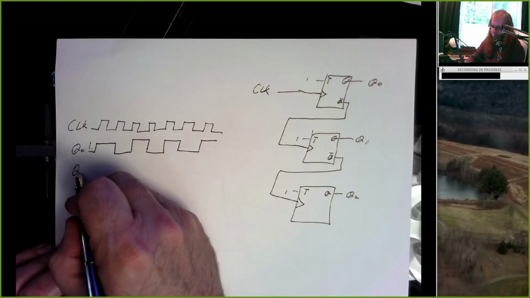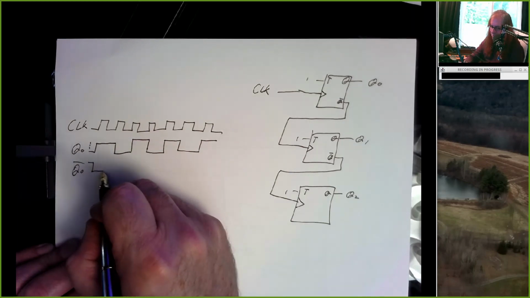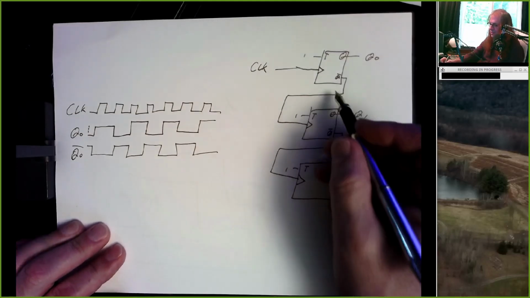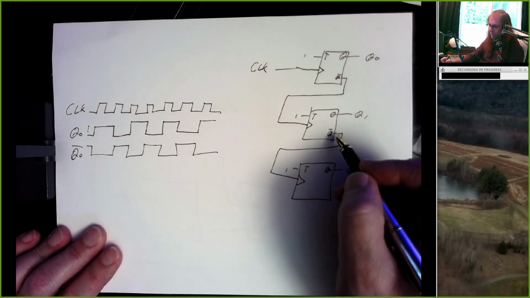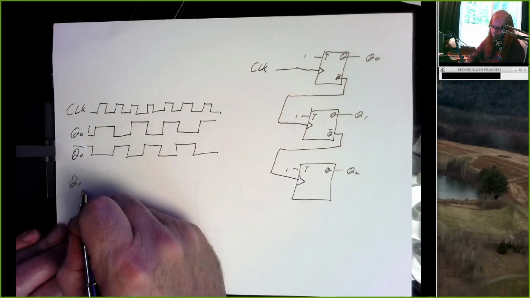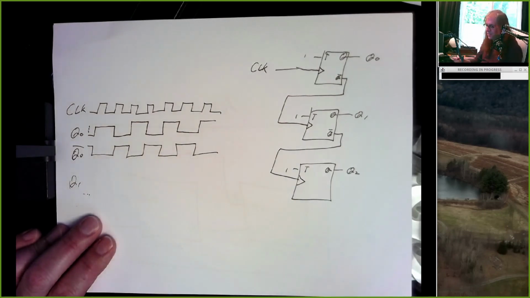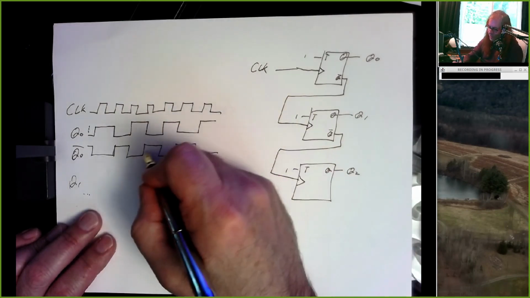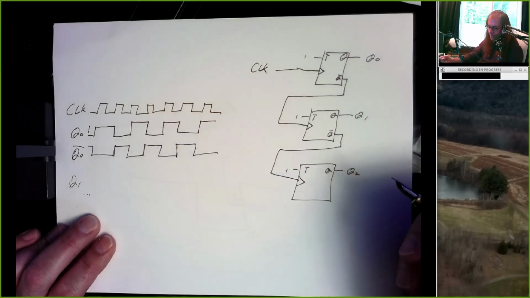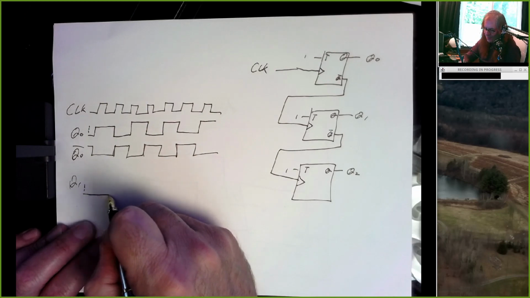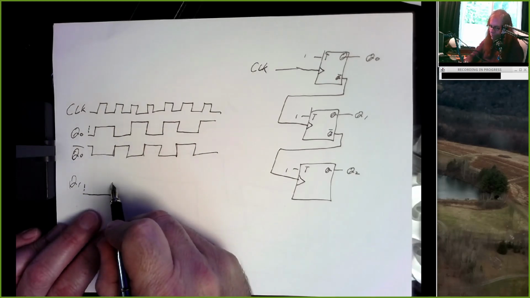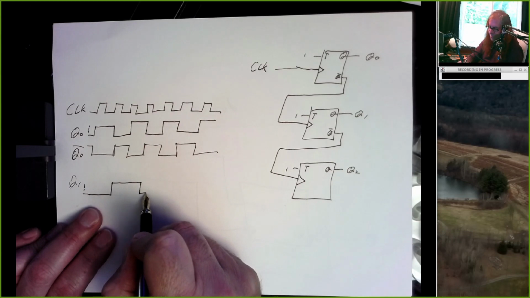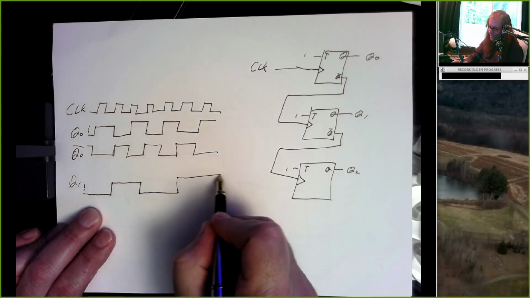Well, Q0 bar, and I'm ignoring propagation delays in these diagrams, by the way, Q0 bar is just going to be the opposite. And that's our input to this second flip-flop's clock. So if we look at Q1, and let's suppose it started off low, Q1 is going to toggle every time that its clock changes from 0 to 1. Where does that happen? It happens right here, and right here, and right here. So if Q1 starts off low, it's going to toggle right here because that's where the clock input changed from 0 to 1. And then right here, the input changes from 0 to 1, the output toggles. And here it changes from 0 to 1, so the output toggles again.